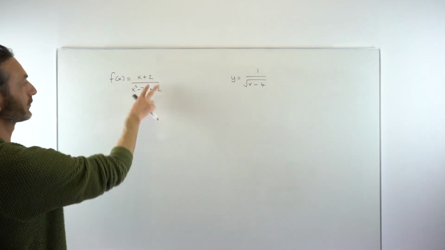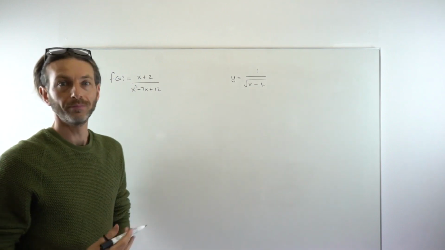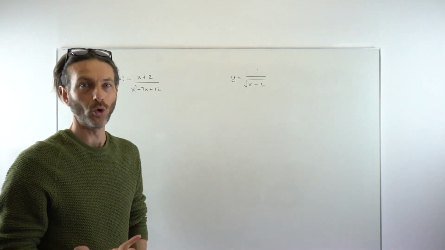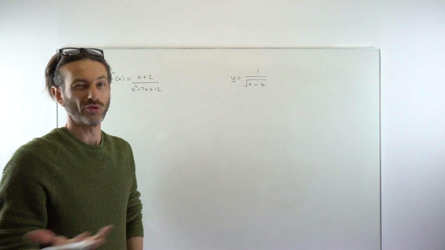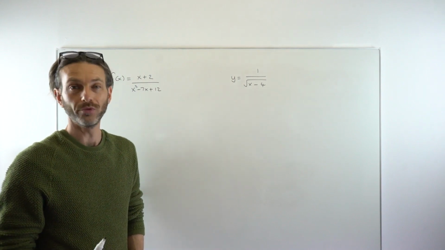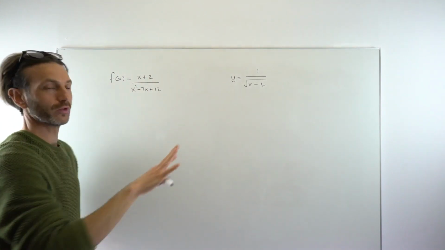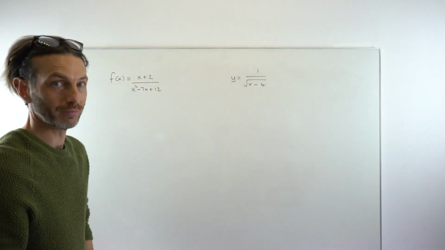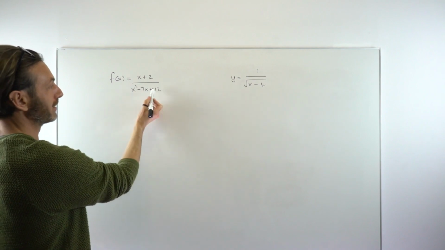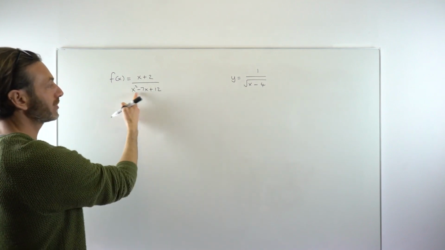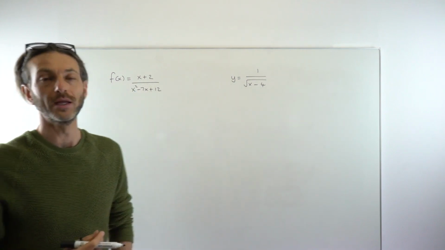So let's say you got this function here and the question said, what values cannot be in the domain? Or what are the restrictions on the domain? Like, what are the values that are going to cause a problem? Well, there's no square root in this question, so the square root issue cannot be part of the problem. The only problem could be if the denominator was 0. So you're trying to find the x values that make that denominator 0.